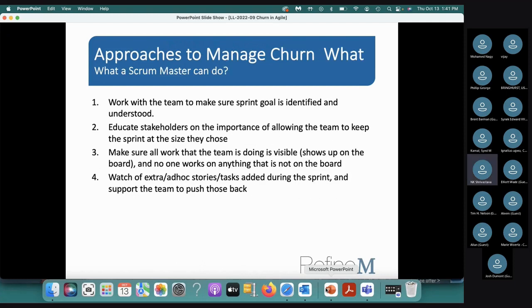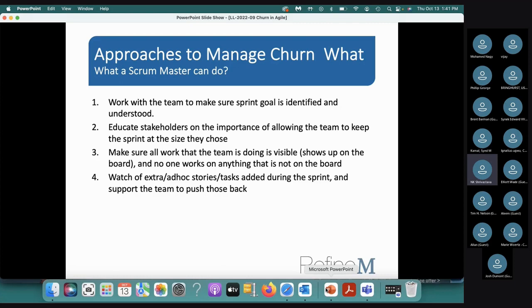And then what can a Scrum Master do? Work with the team to make sure the sprint goal is identified and understood. The product owner may bring it up and the Scrum Master may facilitate that part. Educate stakeholders on the importance of allowing the team to keep the sprint at the size they chose. That means allow the team to carry on toward the sprint goal without interruption. Why is it important for stakeholders? Because otherwise it creates problems for them. Their release contents may be altered or the schedule may be altered.